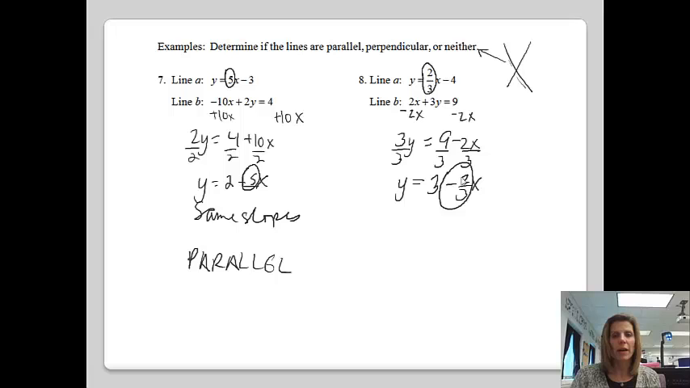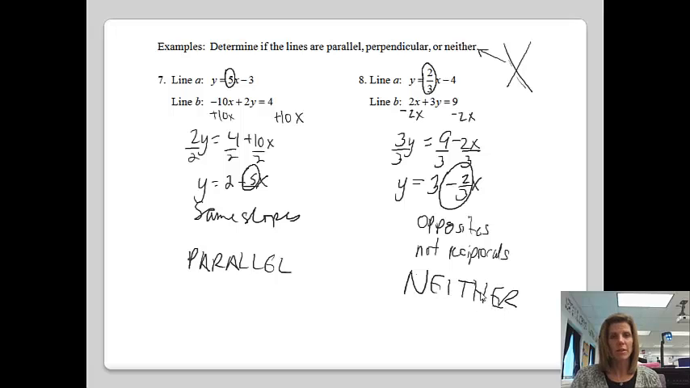So if I look at both of those, they are opposites, so that's a good thing, but they are not reciprocals. So from here, since they're opposites but they're not reciprocals, they are not perpendicular. Since they're not the same, they're not parallel. So in this case, they would be neither. So hopefully now you can determine if lines are parallel, perpendicular, or neither.